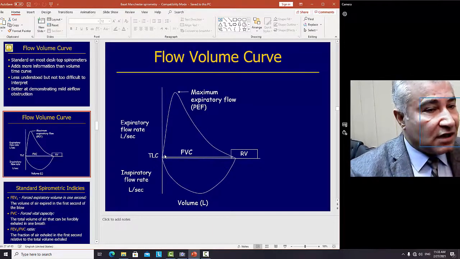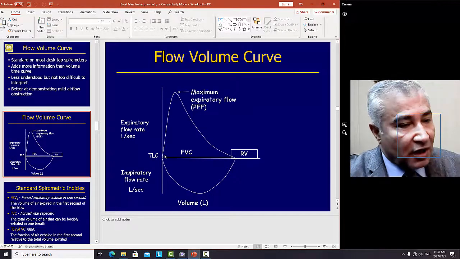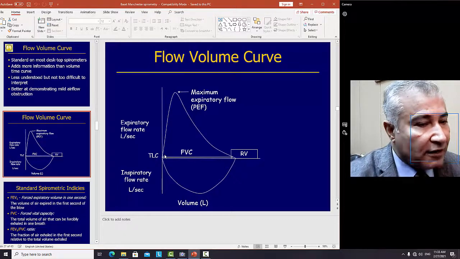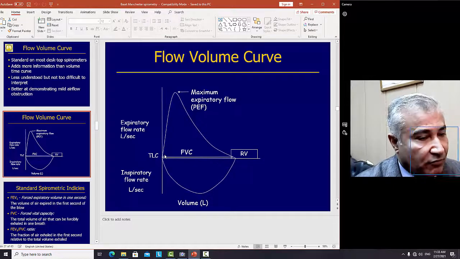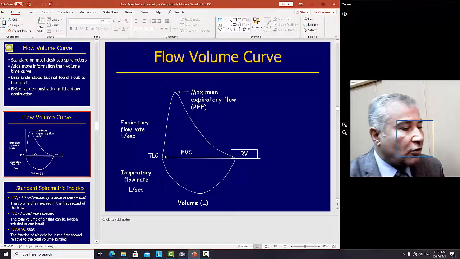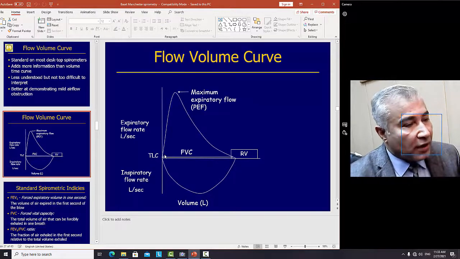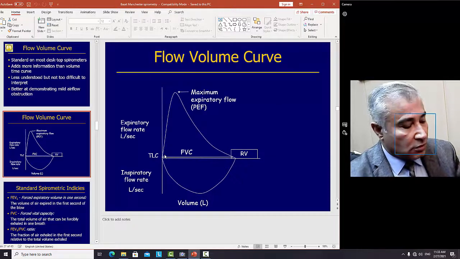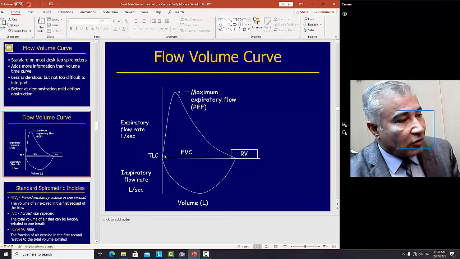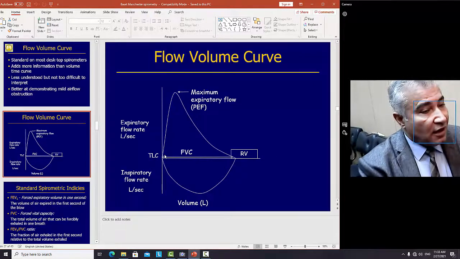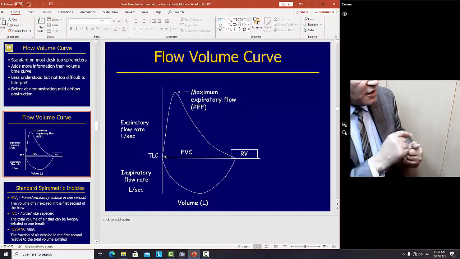What is the expiratory reserve volume? It is the maximum volume of air that can be expired from the end of normal expiration. And what is the inspiratory reserve volume? It is the maximum volume of air that can be inspired from the end of normal inspiration. So we now have tidal volume, expiratory reserve volume, and inspiratory reserve volume. We also have vital capacity, functional residual capacity, total lung capacity, expiratory capacity, and inspiratory capacity.